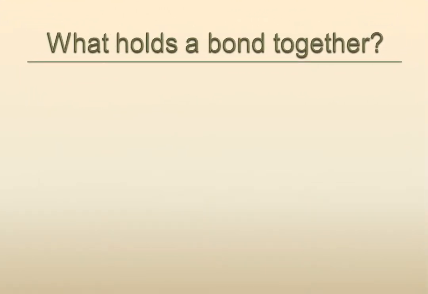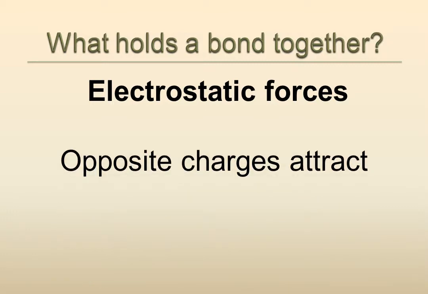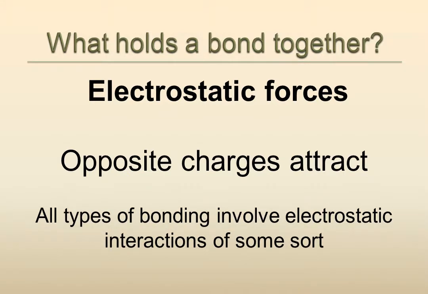So, when we talk about bonding, we're really talking about how the atoms stick together. It's not just simply describing where electrons go. We've got to also think about how they stick together. And all bonds stick together in exactly the same way. We're talking about electrostatic forces, opposite charges attracting. And it's those opposite charges, those positive and negative charges, that produce this bond. And it doesn't matter what type of bond that we have, we're always talking about electrostatic interactions.